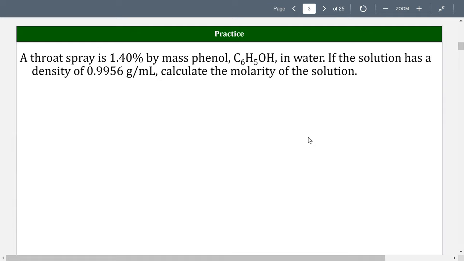And so to get from a mass to a volume, we're going to use the density. Because for every 0.9956 grams of solution, there is one milliliter. And we can then go 1,000 milliliters is 1 liter. We get something just over 0.1.